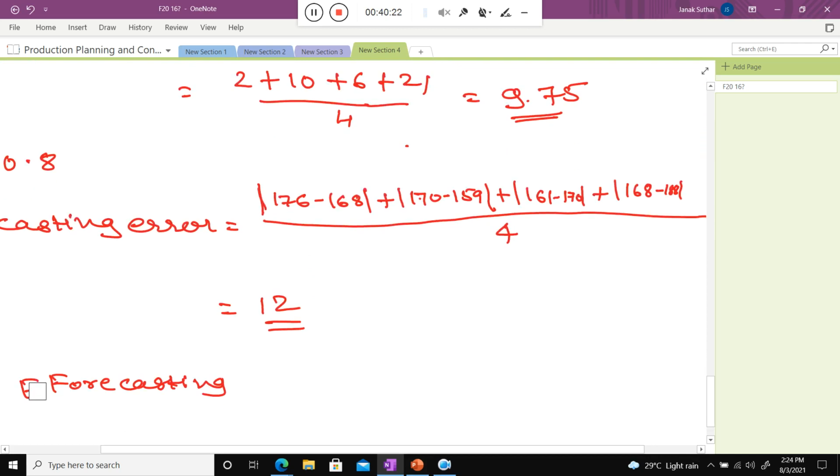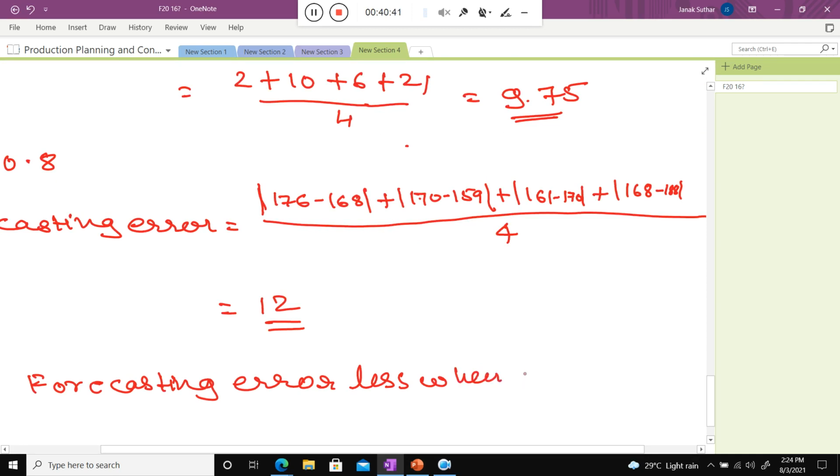Here, the given data is the demand for 2011, 2012, 13, 14. Now the question is: what is the forecast for 2016? How will you calculate it by the exponential smoothing method? We can calculate the forecast for 2016.